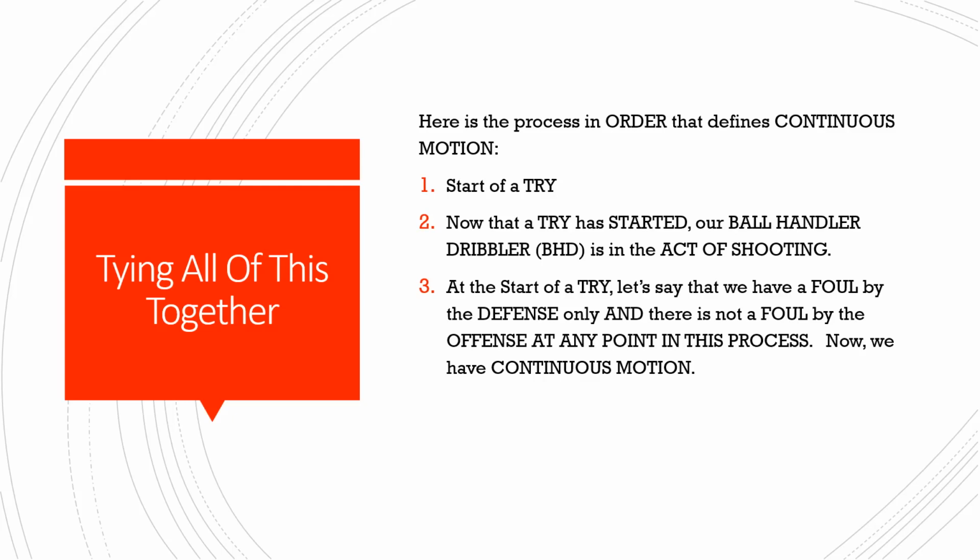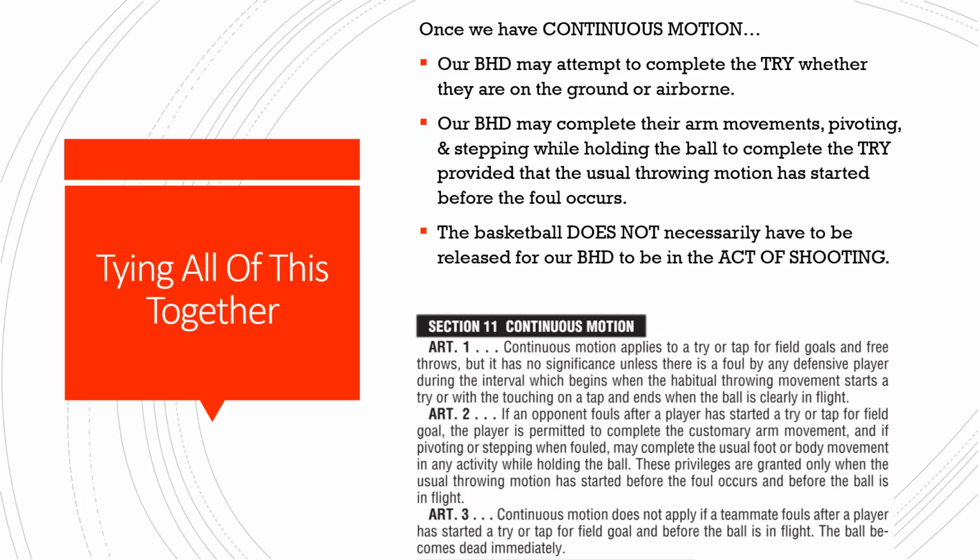At the start of the try, let's say we have a foul by the defense only, and there is not a foul by the offense at any point in this process. We have continuous motion. Once we have continuous motion, our ball handler dribbler may attempt to complete the try, whether they are on the ground or airborne. They may complete their arm movements, pivoting and stepping while holding the ball to complete the try, provided that the usual throwing motion has started before the foul occurs.